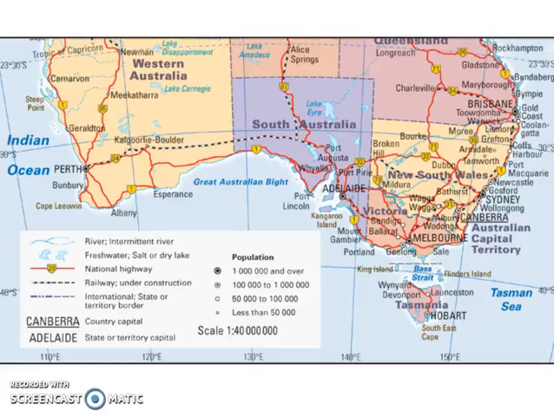Here is a scale drawing of most of Australia. The scale, as represented here on the picture, says 1 to 40 million. So that means any measurement that you measure on your map is, in real life, 40 million times bigger.